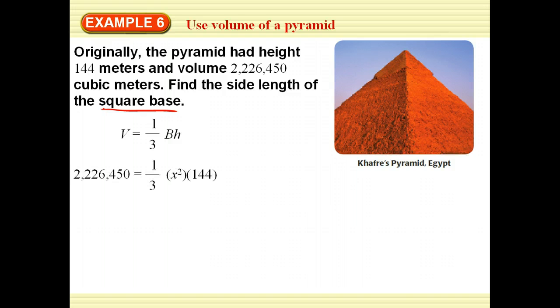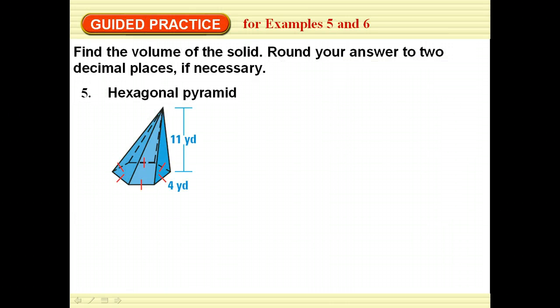So I plug in my volume, my 1/3, since it comes to a point. The area of my base, since it's a square, is simply x squared, and my height is 144. So from here I'm just solving the equation. I multiply both sides by 3 to get rid of the fraction. I divide by 144, and then I take the square root. So it looks like the side length is about 215 meters.